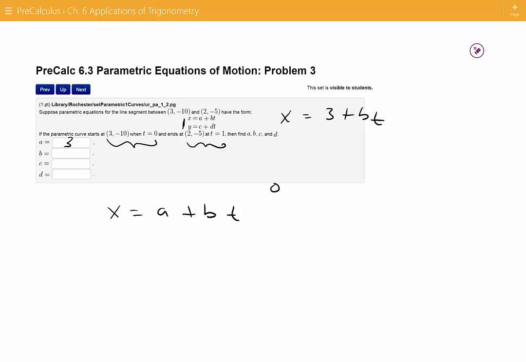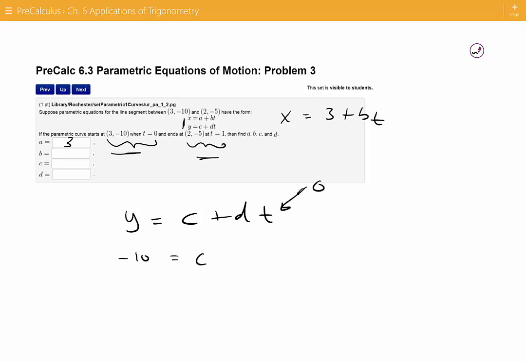So I can now write x equals 3 plus bt. I can do the same thing for y. If I write down the y equation right here, and then use the same piece of information here when t is 0, I get y is -10. So what that tells me is c is -10. So I have c, and I can write that here.